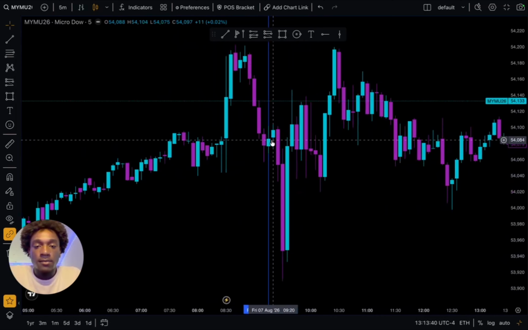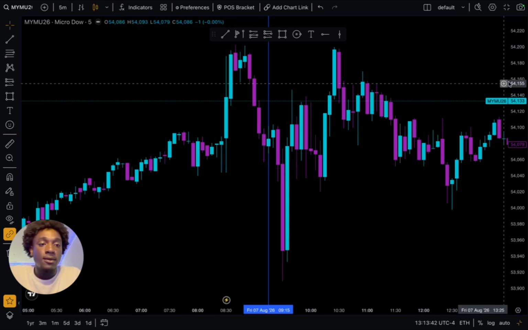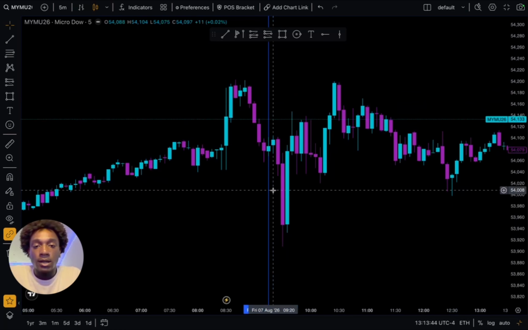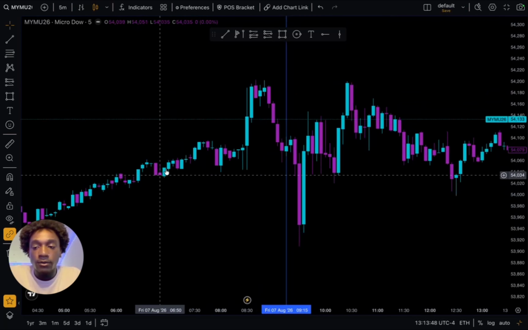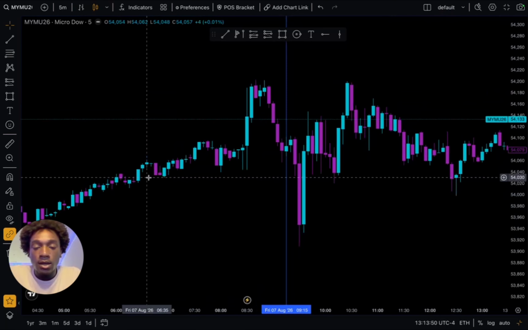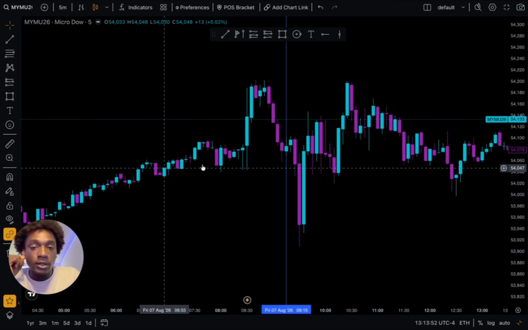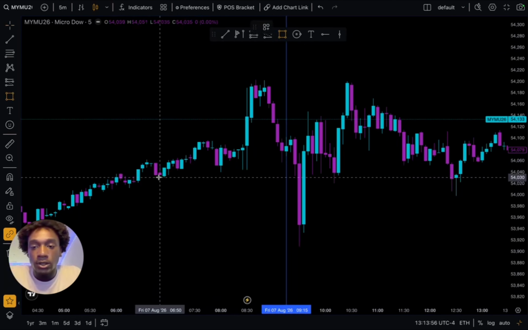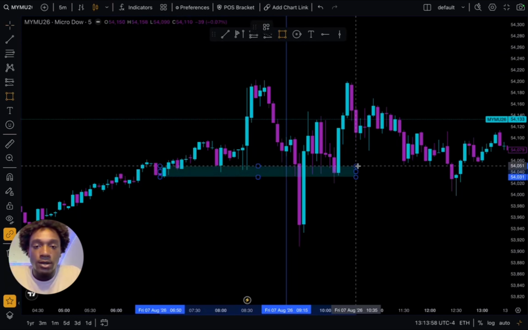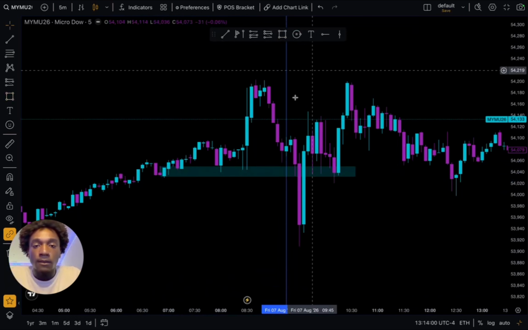Friday, I came into the market at 9:15, and I'm looking for the same thing. I'm looking for my floor, where price is struggling to go lower, right? So obviously we have this area where price is struggling to go lower. So I'll just mark that out. Boom, we got our floor right here. We got support. Now I'm looking for resistance.